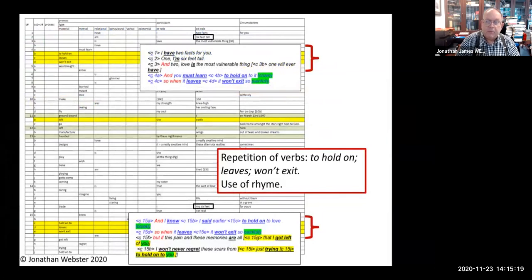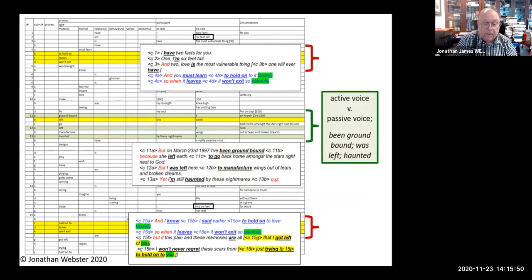Notice some things have been taking place. First of all, how he begins. There is a repetition at the beginning in the fourth sentence, repetition of verbs: to hold on to, leaves, won't exit. That is repeated at the end in sentence 15. You'll notice that in the middle, when he changed, that but occurs before 11, and it now changes to passive voice, ground bound, was left, haunted. He's not in control.